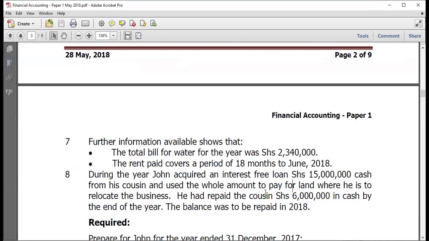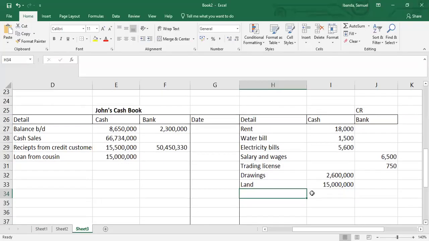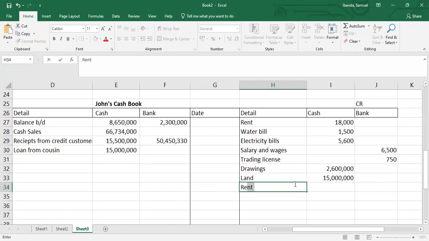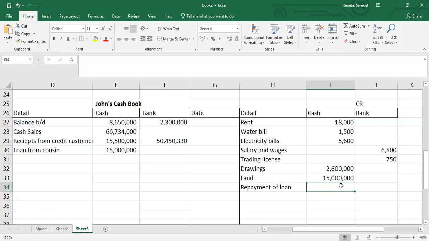So they're telling us that he had repaid to the cousin 6 million in cash by the end of the year, okay? So this is repayment of loan. So I'll also record it under cash definitely, okay? Because he still paid using cash, okay?